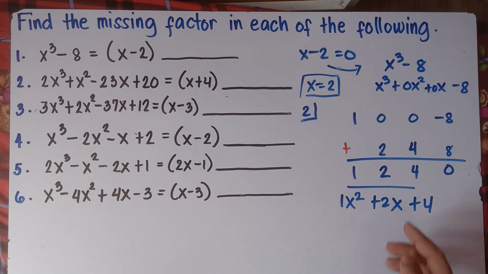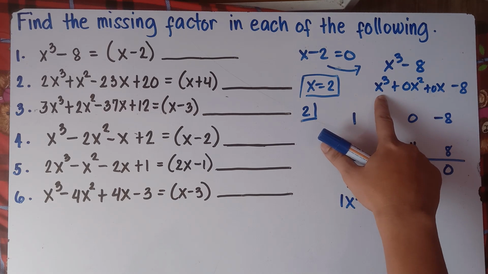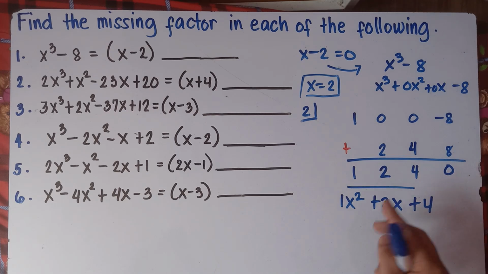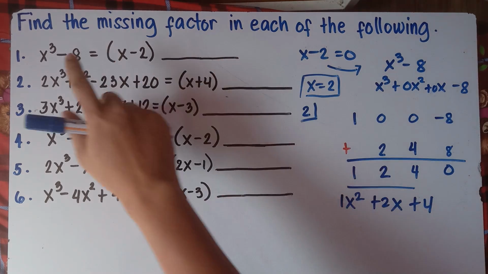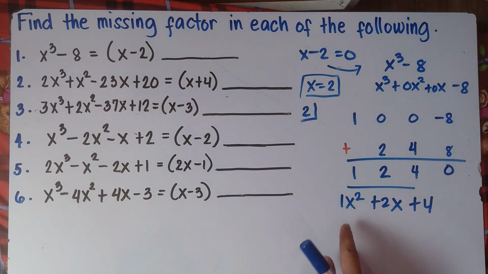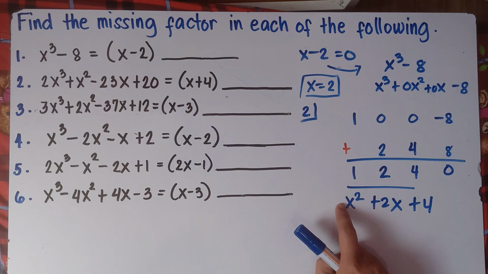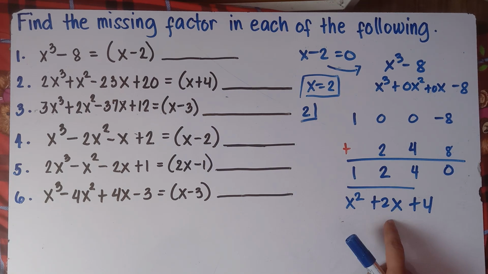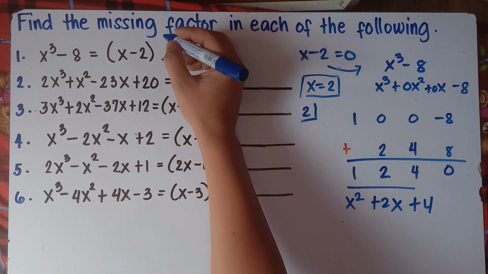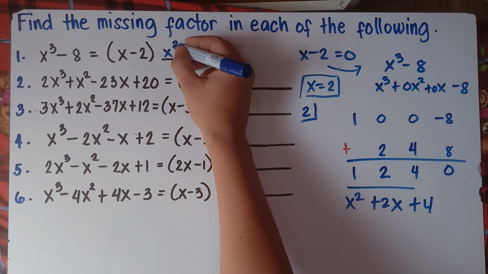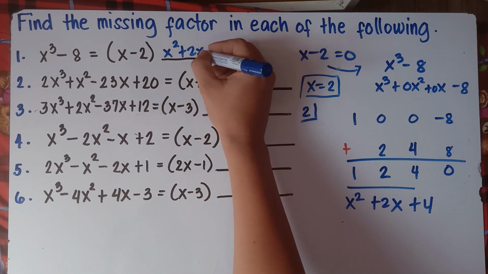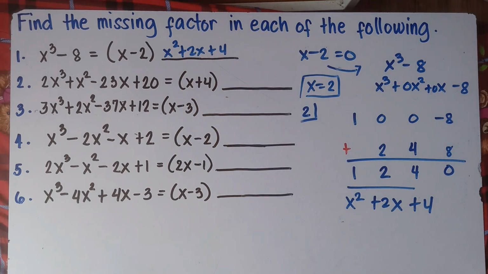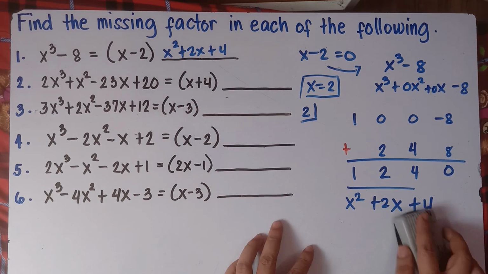Or just remember this one, if this is x cubed for the given dividend, our answer will be x squared, because x cubed divided by x, that would be x squared. So our answer will be 1x squared, or you can just erase 1. So our answer will be x squared plus 2x plus 4. This will be our answer for number 1, x squared plus 2x plus 4. Alright, easy, right, for number 1. So let's try number 2.